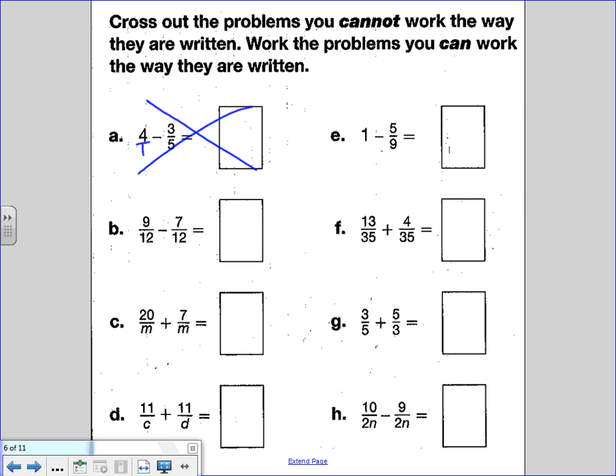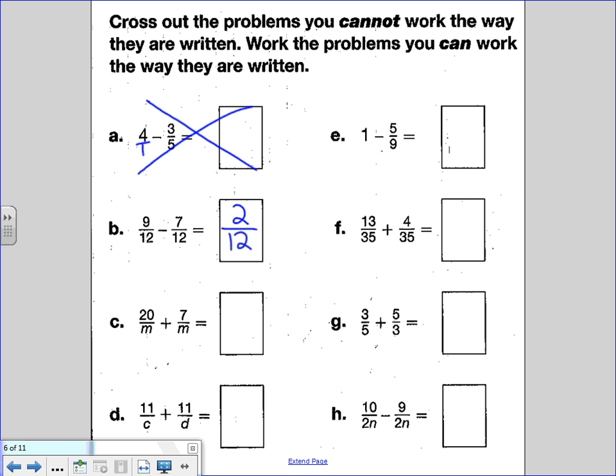Okay, now I look at B. I have 9/12 minus 7/12. Again, it's subtraction. And what do I know about subtraction? I know that I have to have common denominators in order to do them. So 9/12 minus 7/12. Okay, 9 minus 7 is 2. And also when I add or subtract fractions, the denominators have to be the same, and they will stay the same in your answer. So it's 2/12. 9/12 minus 7/12 is 2/12.